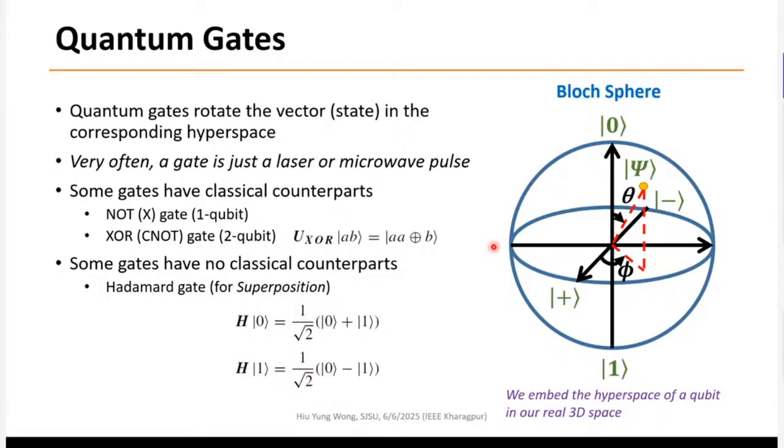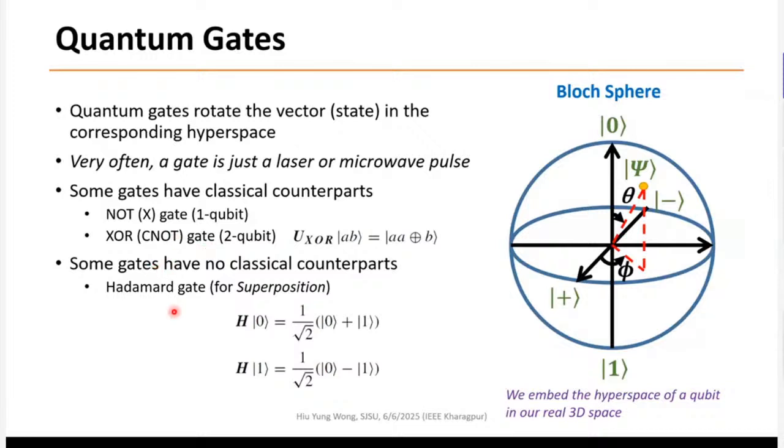For one qubit, we can map it to something called the Bloch sphere. Every point on this Bloch sphere is a state. So what is quantum computing? It is nothing but rotating the states on the Bloch sphere. Very often, we use laser or microwave pulses to change the state of a qubit. And then this is a quantum gate by itself already. There are some quantum gates like the NOT gate or controlled NOT gate, which have a classical counterpart. But there are some quantum gates that you don't have classically.